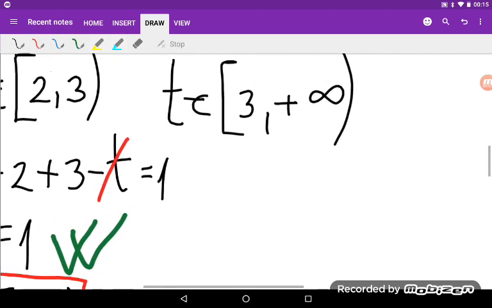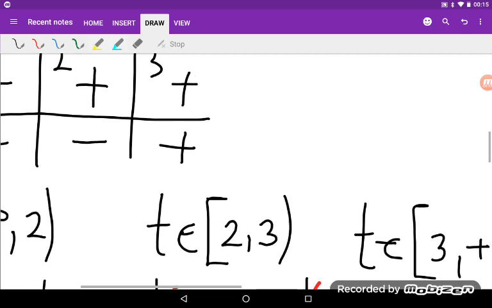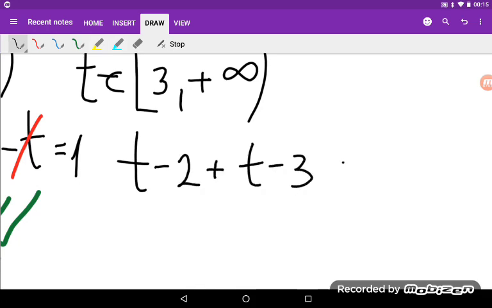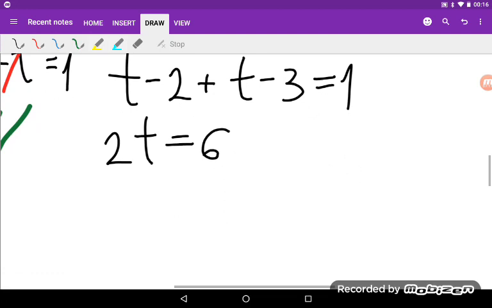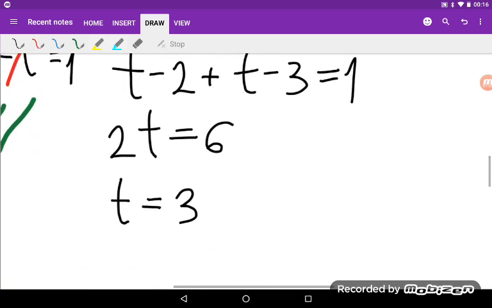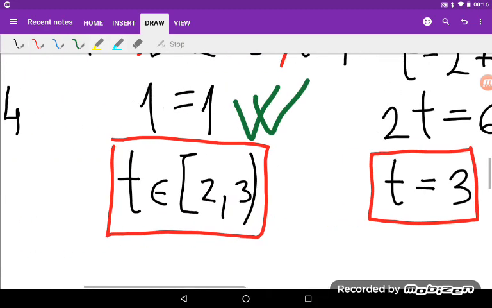And for the third case we have plus and plus, so that will be t minus 2 plus t minus 3 is equal to 1. So 2 times t is equal to 6, so t is equal to 3. And number 3 is included in this interval, so number 3 is a valid solution.